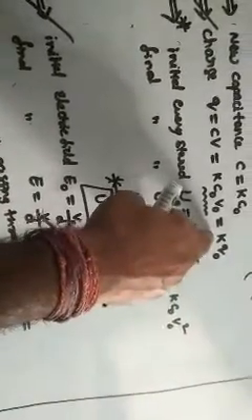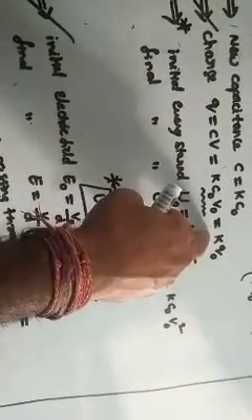Next, one more point: additional charge passing through the battery. What is the additional charge passing through the battery? Extra charge. I told you finally the charge increased by k times Q naught. The initial charge is Q naught, and the extra charge passes through the battery. So higher value minus lower value, this is (k minus 1) into Q naught.